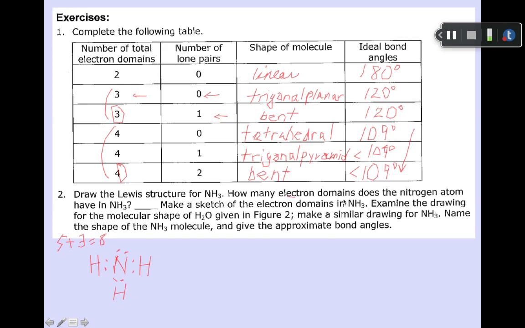How many electron domains does the nitrogen atom have in the ammonia molecule? Again, each bond counts as one domain, and so does the lone pair, so that ends up with a total of 4 electron domains. Looking at the chart we just completed in exercise 1, we can make a sketch of the electron domains. This will be the one where we have 4 electron domains and 1 lone pair, because nitrogen has a lone pair in this case.